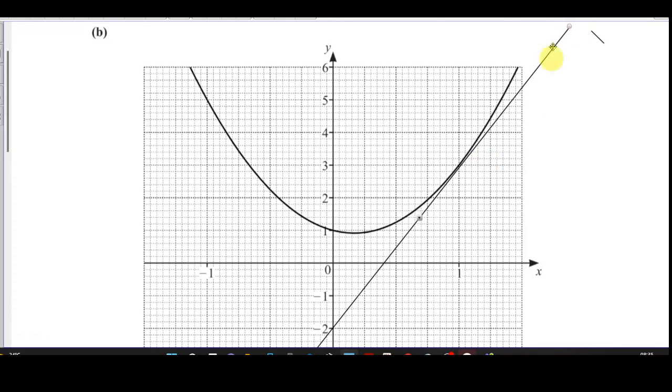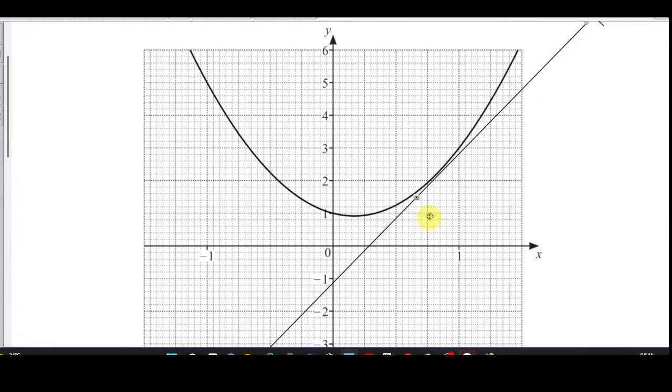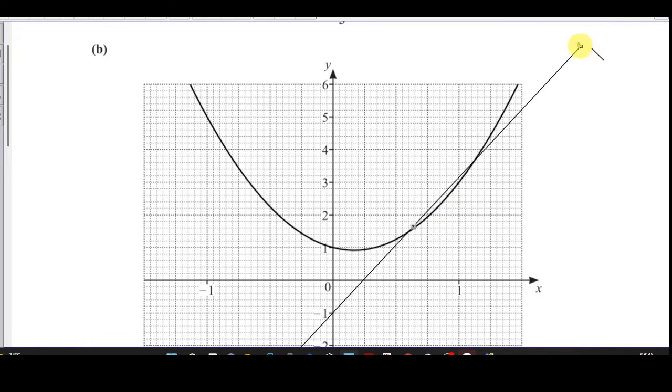Okay, but for example, if the curve was, let me just change it a bit to show you what's not quite right. For example, something like this. This isn't a tangent at x equals 1, as you can see very clearly. It's a tangent somewhere over here. Okay, so you have to adjust it until it becomes a tangent at x equals 1. Okay, so you want it to be a tangent at x equals 1.